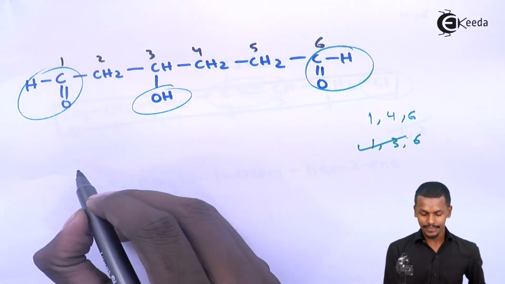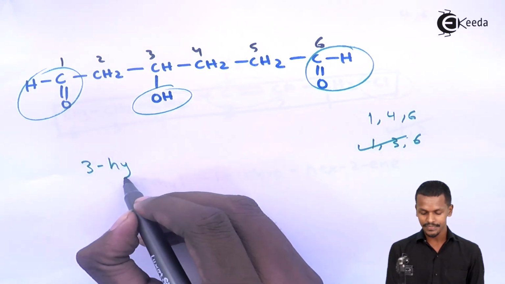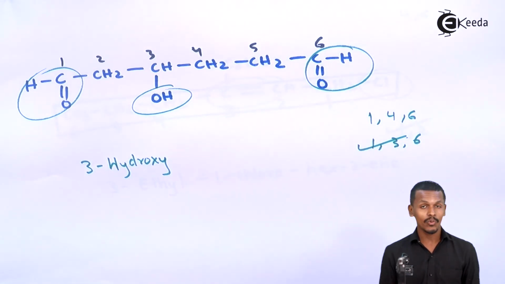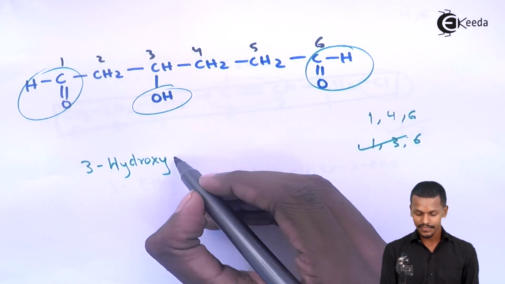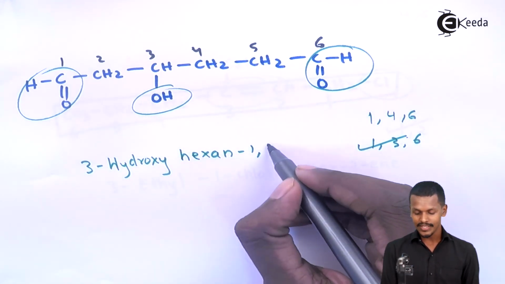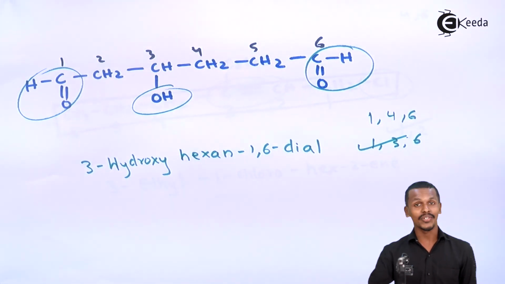So the name of this one would be: this OH can be written as hydroxy, so I could write it as 3-hydroxy. The total number of carbon in this case is 6, and there is an aldehyde group present. Aldehyde is the one that ends with -al, and the total number of carbon here is 6, so this would be called hexanal. But it doesn't consist of only one aldehyde group, it consists of 2 aldehyde groups, so the name of this would be 3-hydroxyhexane-1,6-dial. So this is the name of the structure that we have.